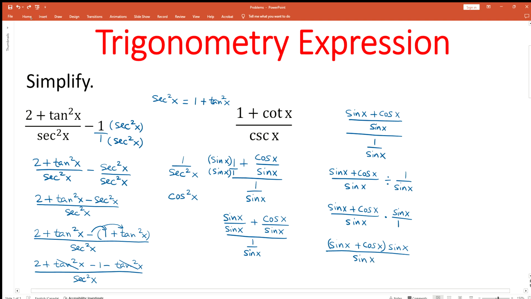Next, we can cancel out the sine x from the numerator and denominator, and we are left with sine x plus cos x. We cannot simplify this expression, so this should be the simplified form of the second expression. This should be the final answer. So these are the steps you have to keep in mind to simplify expressions like these.